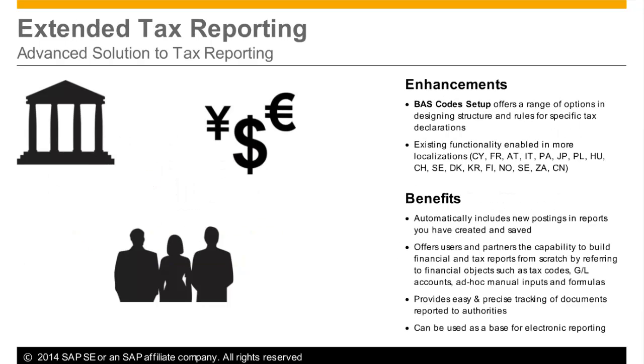Extended tax reporting has been launched to more localizations. The existing functionality has been enhanced. Extended tax reporting enables snapshot-like tax reporting. What was reported back in time can be pulled from the system, and it is possible to run Delta reports in case further documents have been added to the system. This provides an easy-to-use audit trail. Extended tax reporting can be used as a base for electronic tax reporting.